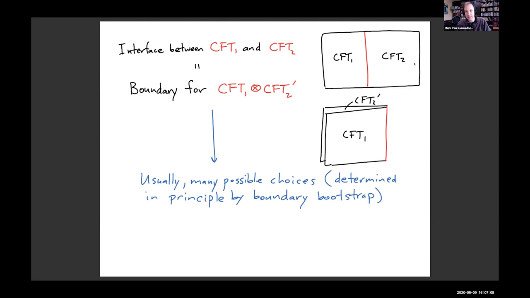So I can imagine this tensor product CFT where the two CFTs are not interacting. And then I could try to define that on a half space and ask, what are the consistent boundary conditions for that theory?